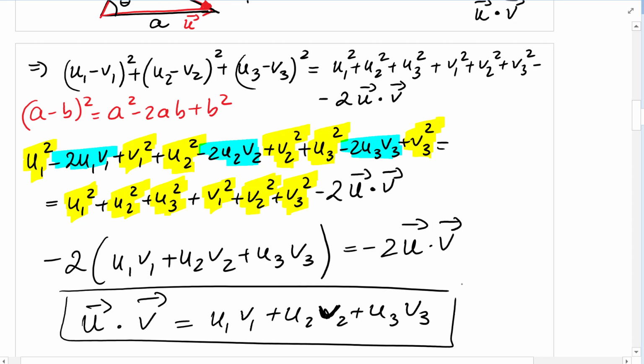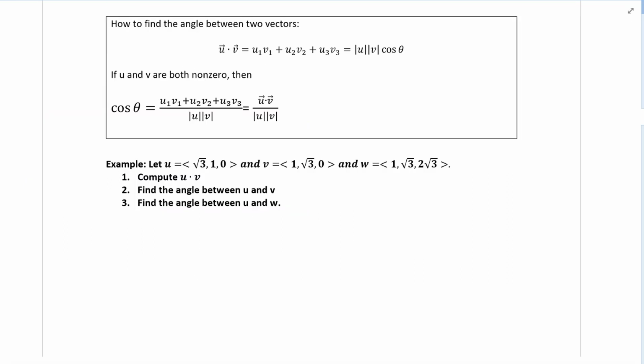the theorem. One of the reasons why we learn the dot product is because it helps us find the angle between two vectors. So let's do that. Let's do this example where u is square root of 3, 1, 0, and v is 1, square root of 3, 0, and w is 1, square root of 3, 2 square root of 3, and they want us to find u dot v. So they want us to find the dot product of u and v.